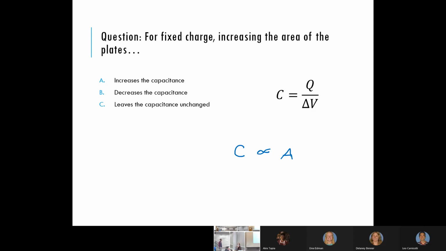So the capacitance is increased. The capacitance is increased, yes.